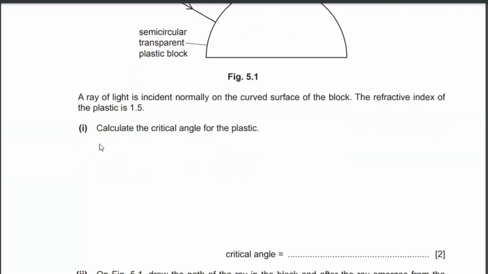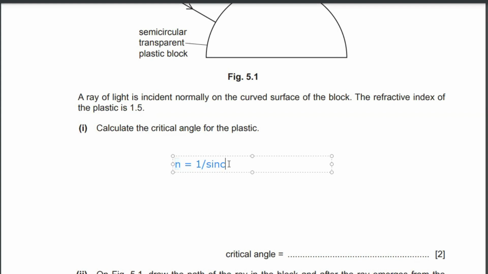Now first question is calculate the critical angle for plastic. Now to find critical angle, we need to know the refractive index, which is denoted by n, which would be equal to 1 divided by sine of angle C. Now in this case, C is the critical angle, sine is the sine function, and n is the refractive index.